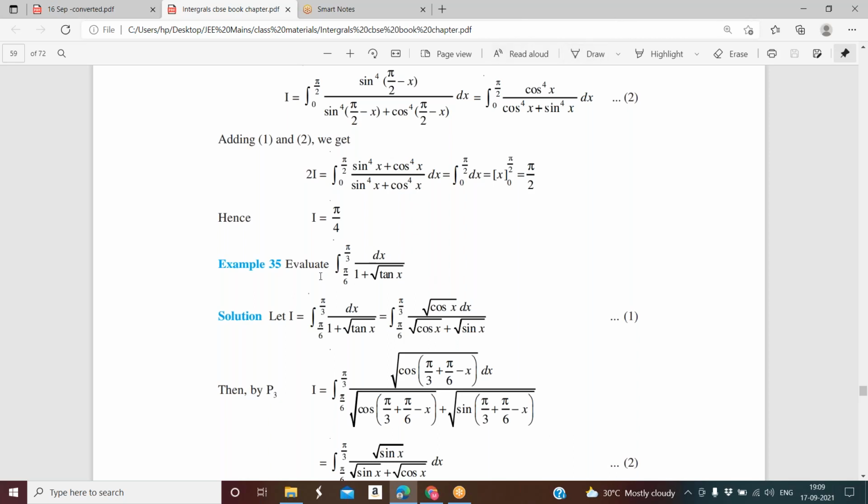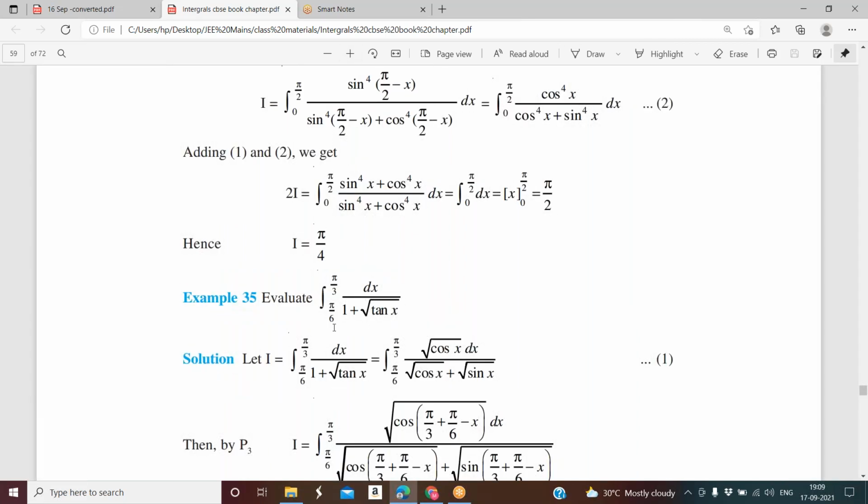Now see this problem. Evaluate the integral from pi by 6 to pi by 3 of 1 over 1 plus square root of tan x dx. How to evaluate this? Here the lower limit is pi by 6 and the upper limit is pi by 3.